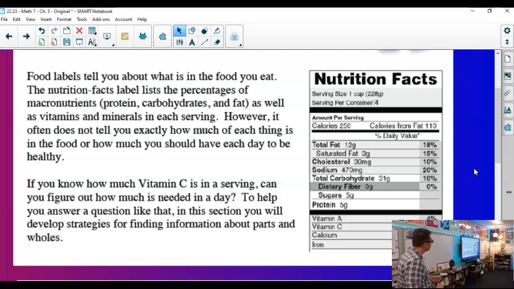If you know how much vitamin C is in a serving, can you figure out how much is needed in a day? To help you answer a question like that, in this section, you will develop strategies for finding information about parts and wholes. So let's be honest here.